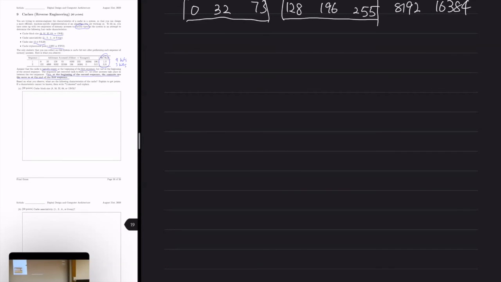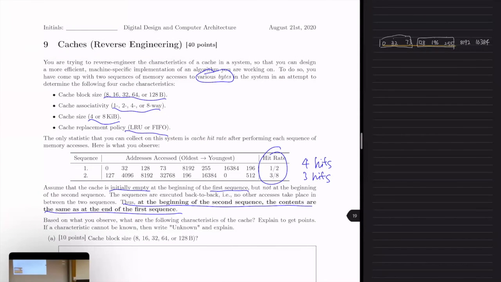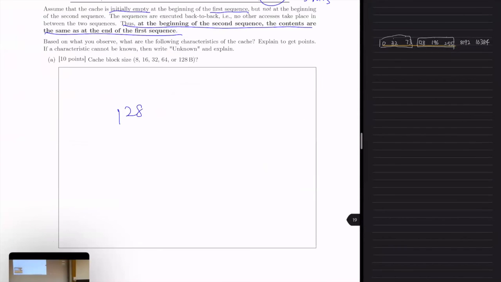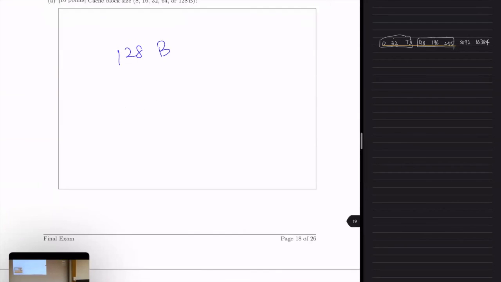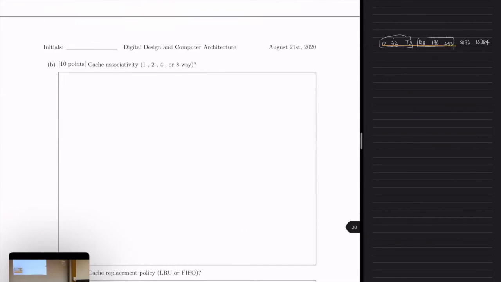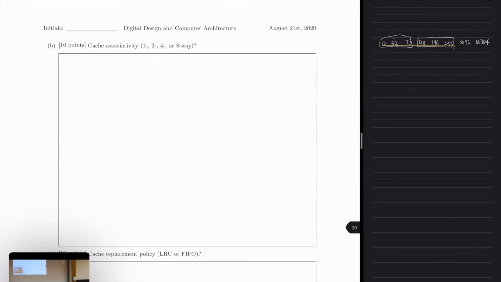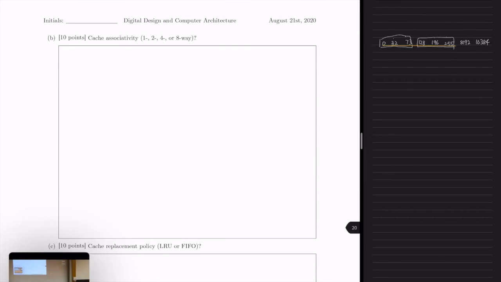So that's like 1, 2, 3, 4 hits. Yeah, so the cache block size would be 128 bytes. Then let's take a look at the second question. So we would like to know the associativity of the cache.